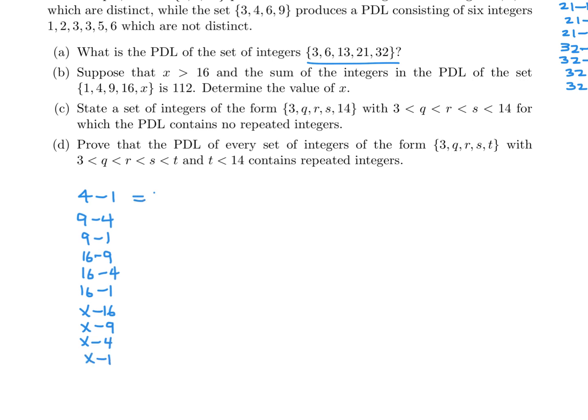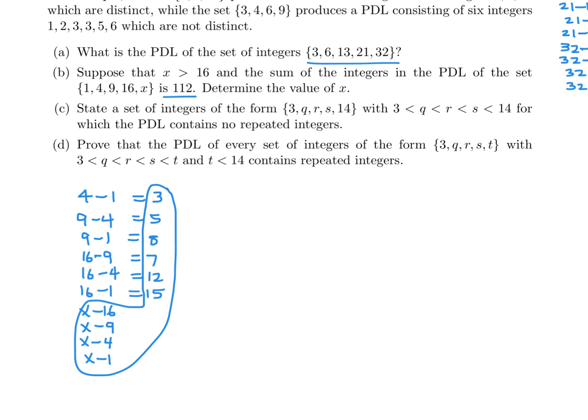So this is going to give you 3, 5, 8, 7, 12, 15, and so on, right? So these guys are members of the PDL. And I guess they're saying that the sum is 112. So add up all of them. So it would be 3 plus 5 plus 8 plus 7 plus 12 plus 15. And then all of those would be 4x.